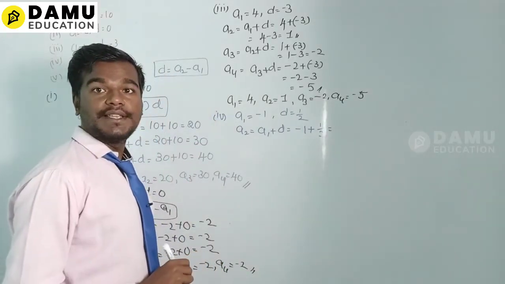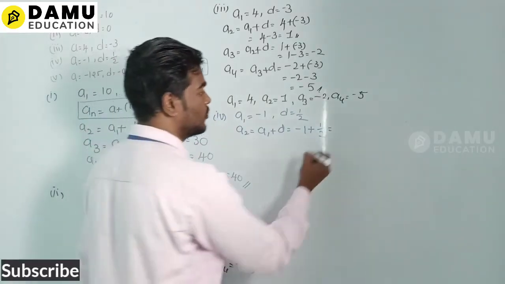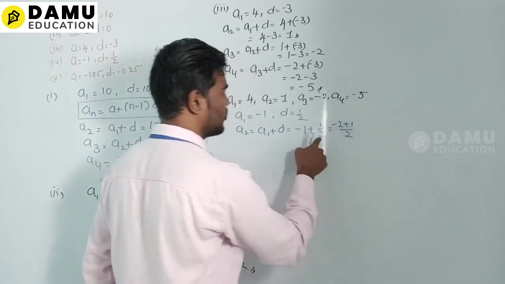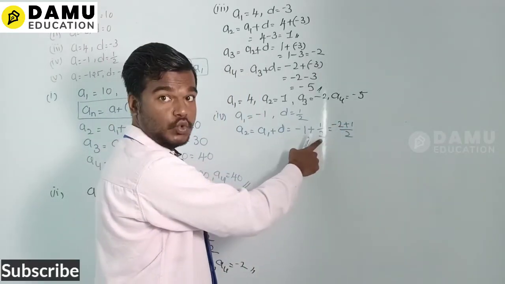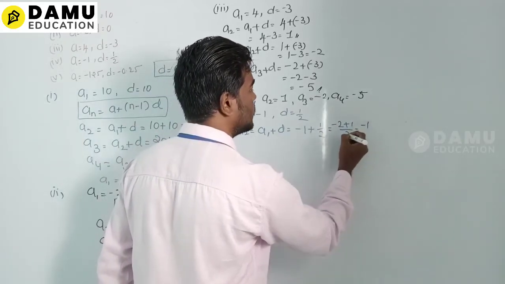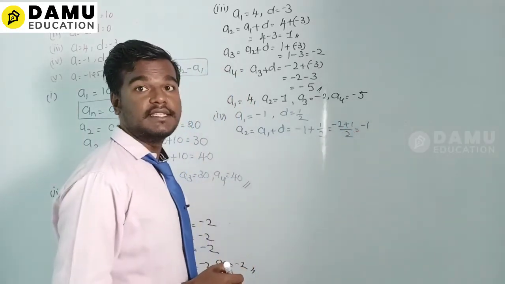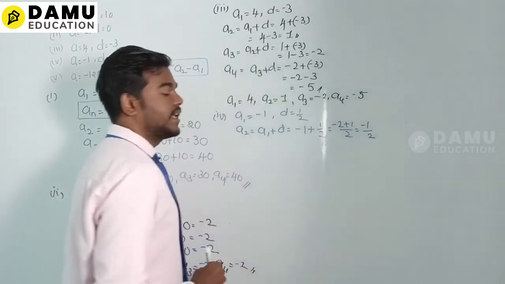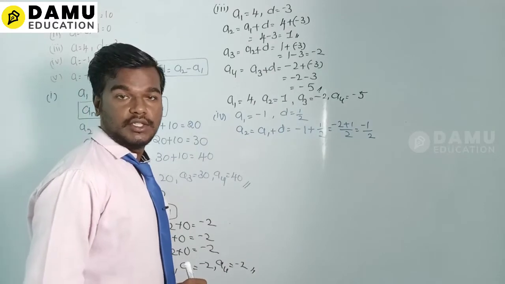So minus 1 plus 1 by 2. So take the common denominator, that is minus 2 plus 1 by 2. Why? Because we take the LCM, minus 1 into 2, we will get minus 2 plus 1 by 2, that is minus 2 plus 1, which is minus 1. Subtraction, minus 1 by 2. We will get it like that, minus 1 by 2.